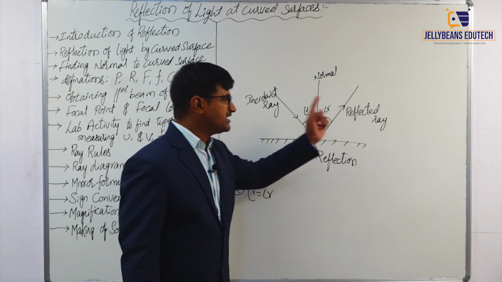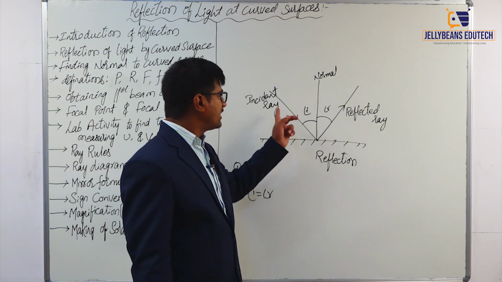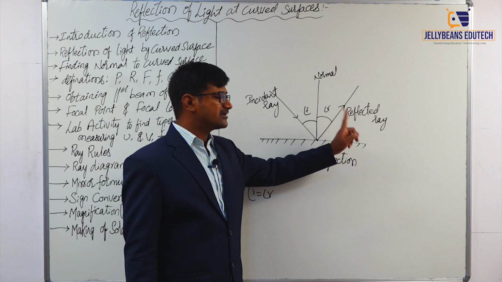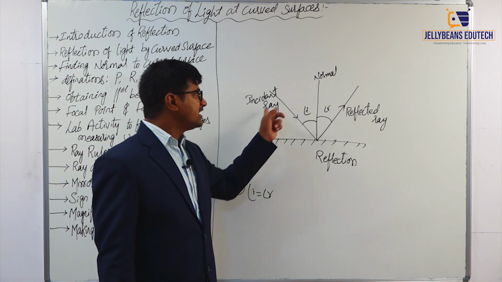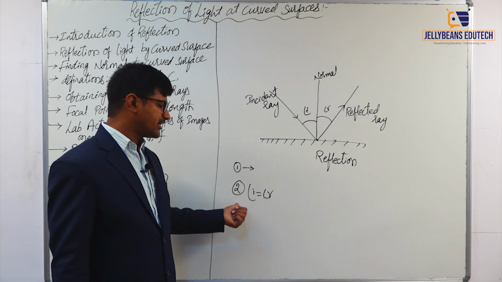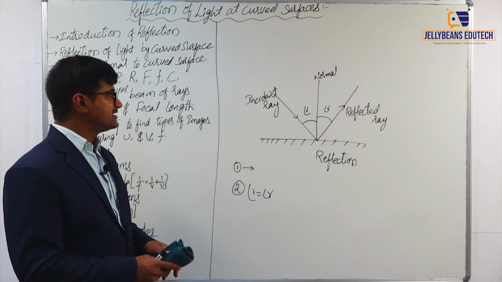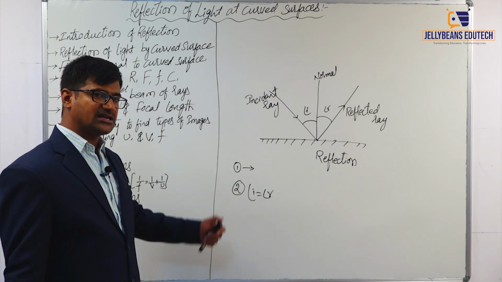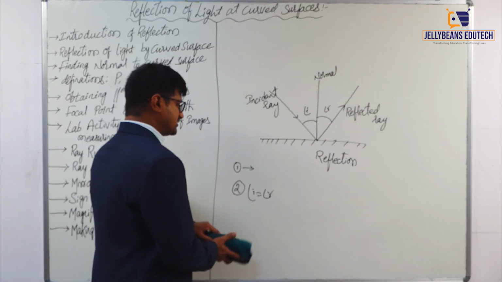So this is the basic information related to reflection. Whatever points we have seen about the incident light ray, incident angle, normal, reflected light ray, angle of reflection and these laws, the first law says the incident ray, normal and reflected ray lie in one plane, and the second law says the angle of incidence is equal to the angle of reflection. All these points also apply to reflection from curved surfaces. Here, let us see how it happens.